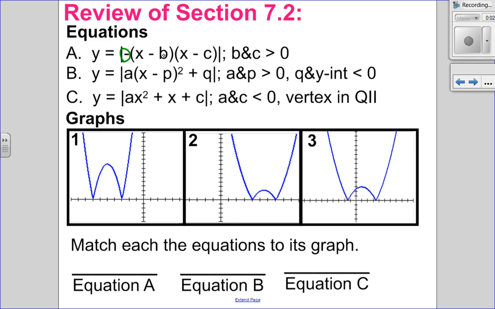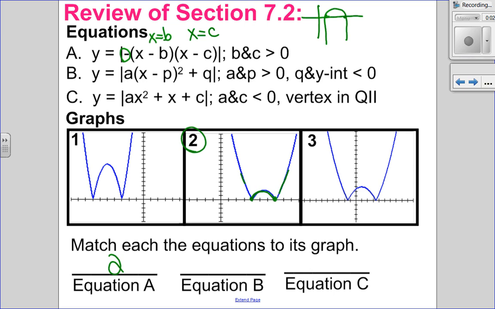Well, if x minus b, where b is positive, is the factor, then x equal to b is the x-intercept. Same thing here, x equal to c is the x-intercept. So I have two positive x-intercepts, and it's negative, meaning it opens down. Well, right away I can see this graph has two positive x-intercepts, and the x-intercepts don't change. But let's just look to see if that makes sense. So my graph is going to be something like this, two positive x-intercepts, and it opens down. So this middle piece stays the same, which I can see it does here, and the arms are reflected up, which happens here as well. So it looks like option 2 matches equation A.